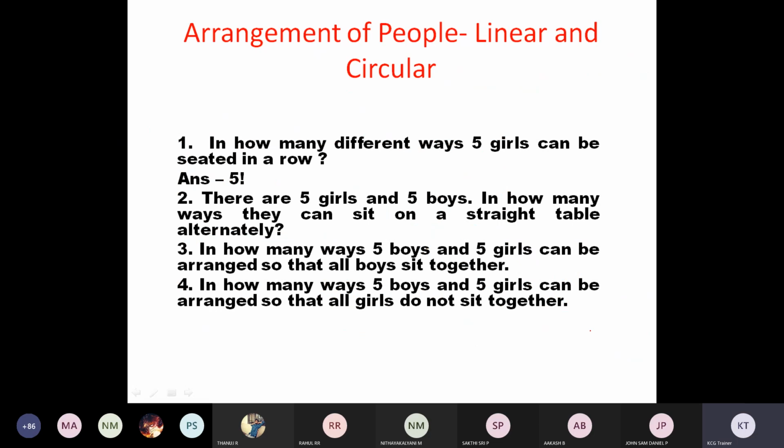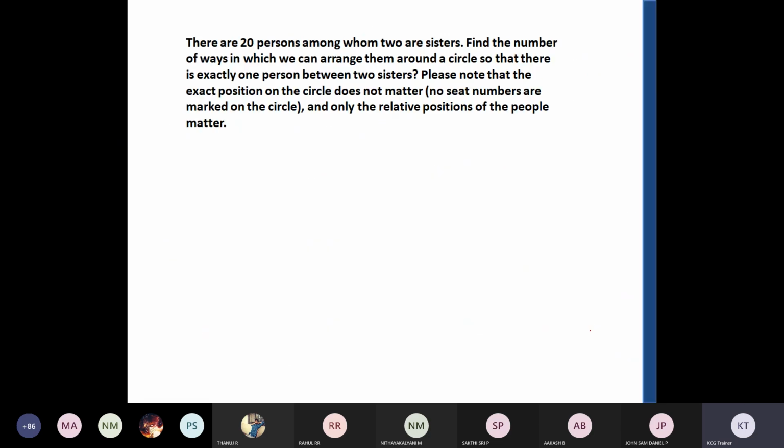Take a screenshot of this question. Just see if you can do it by yourself or not. If you're not able to do it, I'll tell you in tomorrow's session. Take the screenshot of this question. There are 20 persons among them 2 are sisters. Find the number of ways we can arrange them around a circle so that there is exactly 1 person between 2 sisters.